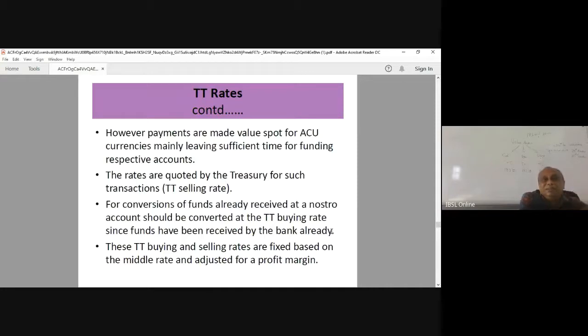we'll have to keep sufficient time for funding the respective accounts, right? The rates are quoted by Treasury for such transactions. We call it TT selling rates, that is spot. For conversions of funds already received in an escrow account, the TT buying rate should be used, since funds have been received by the bank already. These TT buying and selling rates are fixed based on the middle rate and adjusted for a profit margin.